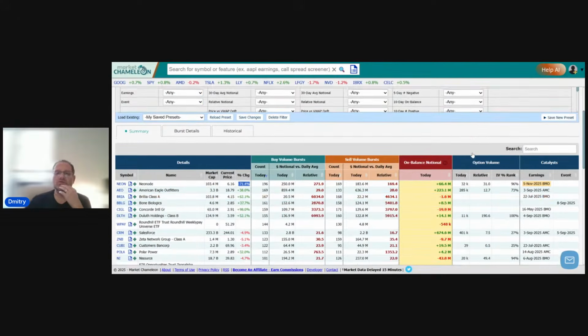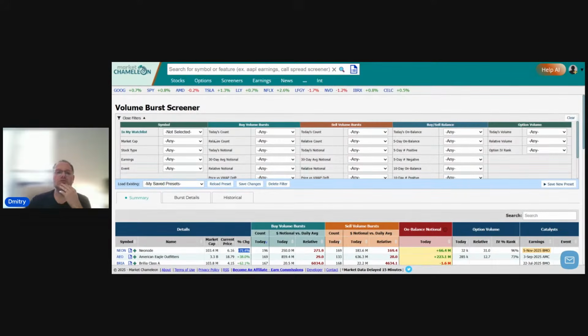So we could use our filters over here. We could look at the buy burst. Let's say we're looking at it from the buy side, and we'll say that today's count, we see not just one buy burst, but maybe three or more, right? So it wasn't just taken one time. Somebody took liquidity, but then came back and took more liquidity. So let's look at three or more.